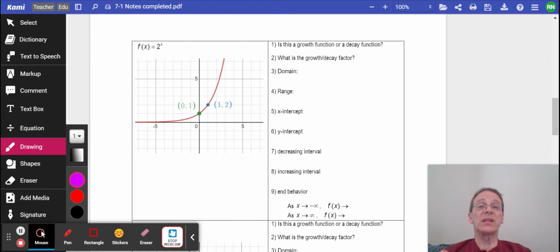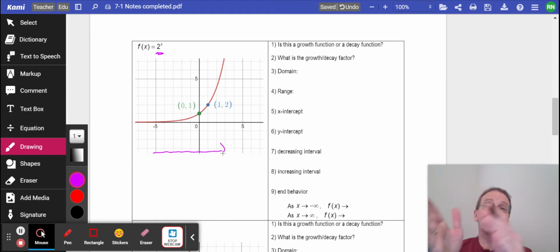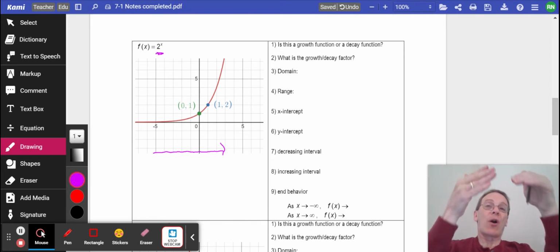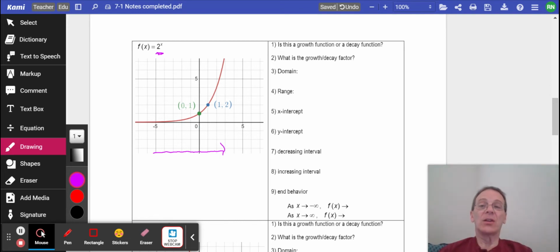First question: is this function that we're looking at, f of x equals 2 to the x, so I'm choosing a b value of 2 here, a growth function or is it a decay function? As x gets larger and larger, or oftentimes we say over time, as time moves forward, what's happening to the y values of this function? Are they getting bigger, growing, or are they getting smaller, decaying? Clearly, these y values are getting larger and larger and larger. This is a growth function.